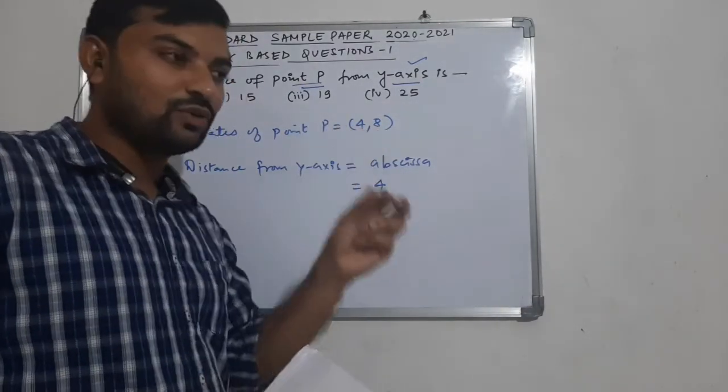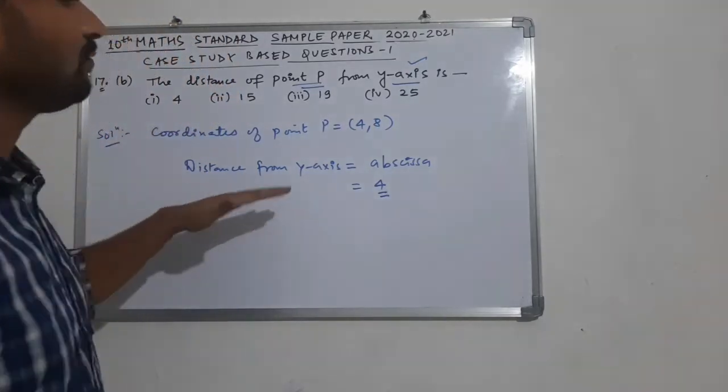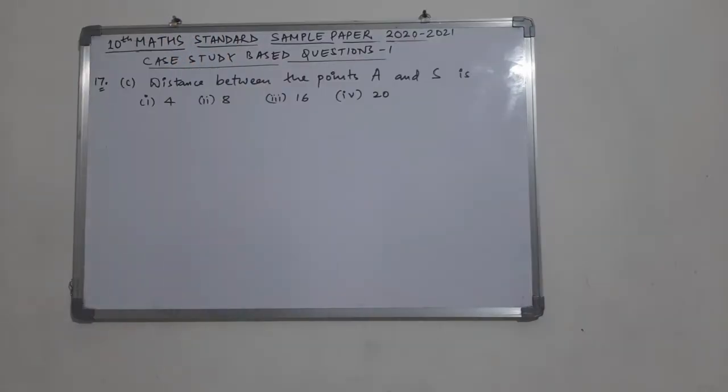So the coordinates are 4, 8. So clearly the distance from y-axis is. Let us come to the C part, the next part of question number 17.